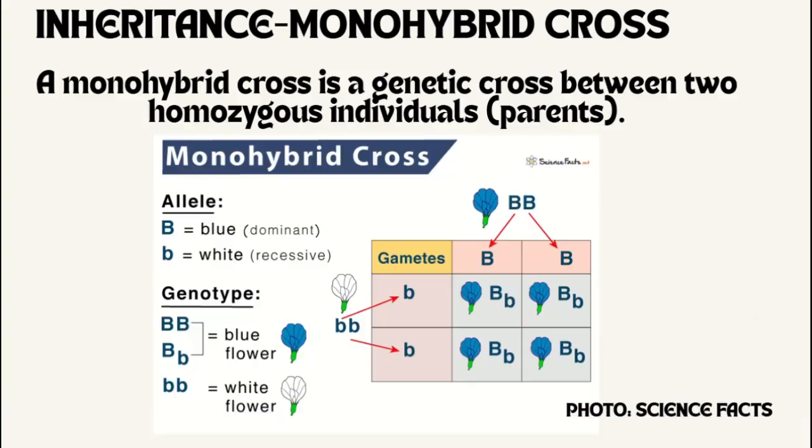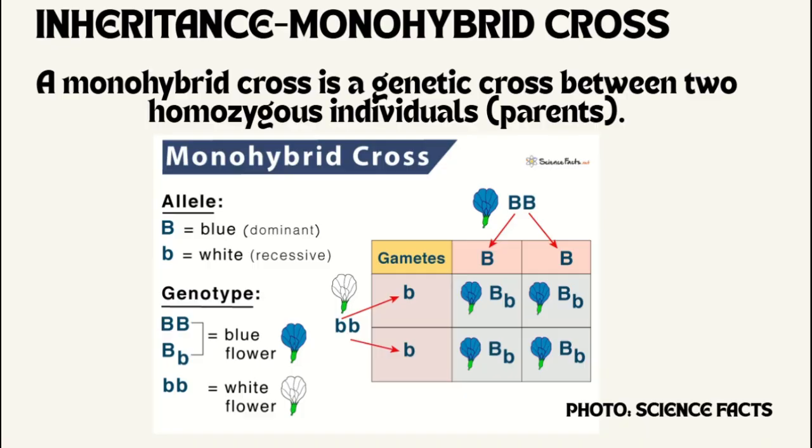Then the last thing we're going to mention is different inheritance. So basically how inheritance works. We said the entire point of all of this is to find out how genes are passed on. So what's happening here, we're going to talk about the monohybrid cross first, and then we'll talk about dihybrid afterwards.